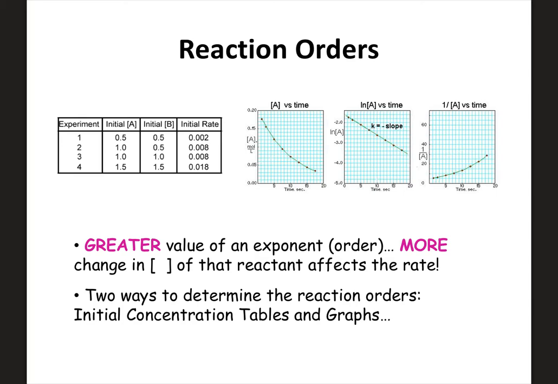And there are 2 ways to determine these orders. Remember, we have to determine this via experimentation, not the balanced equation. You use something called initial concentration tables, which look something like this. You'd have to be provided this, or you'd have to work through it in lab to figure it out. That's what we're going to work on in this video, but you can also do this via graphs, which we'll look at in another video. Today we're going to focus on how we can determine the rate law and these reaction orders using these initial concentration tables.